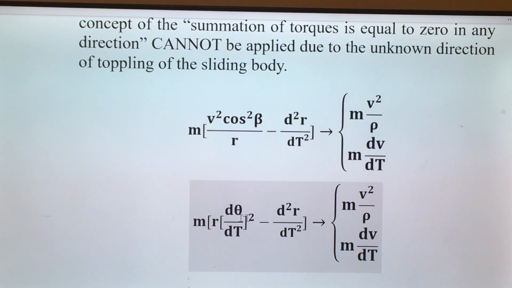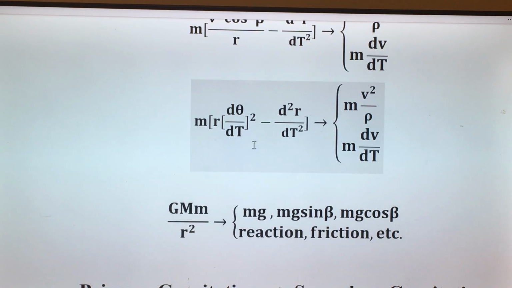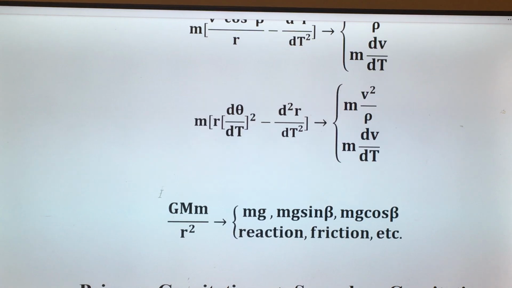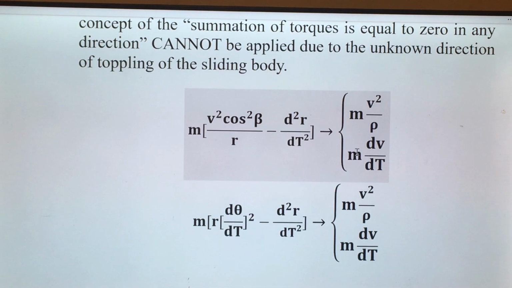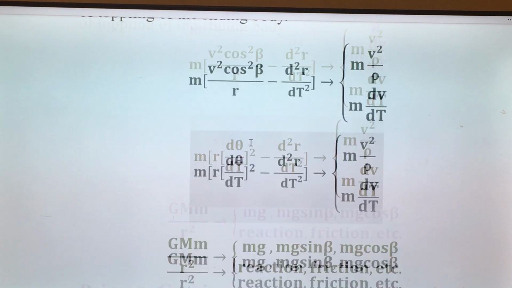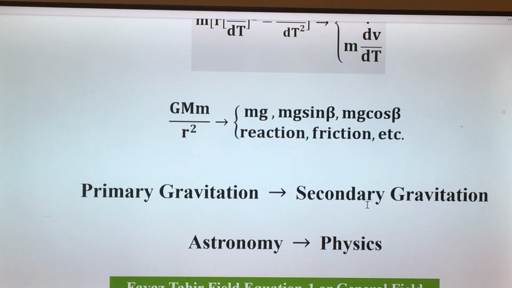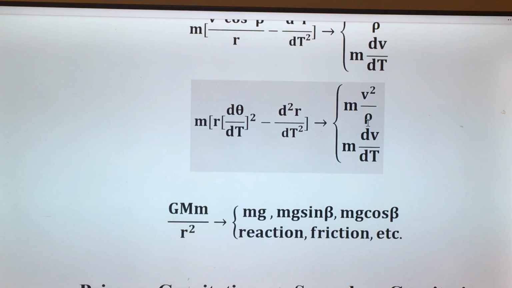So when this centrifugal force breaks up, when bodies start touching each other, the force that comes into opposition to gravitation breaks up into two components, mv squared over rho and m dv over dt. They both are perpendicular to each other. When they are together in primary gravitation, both the components are in line. But when they break up in physics, then they become perpendicular to each other.